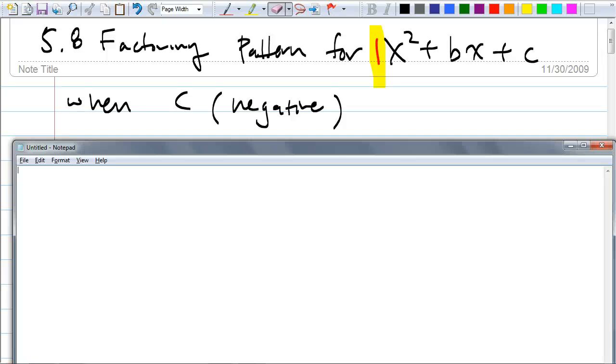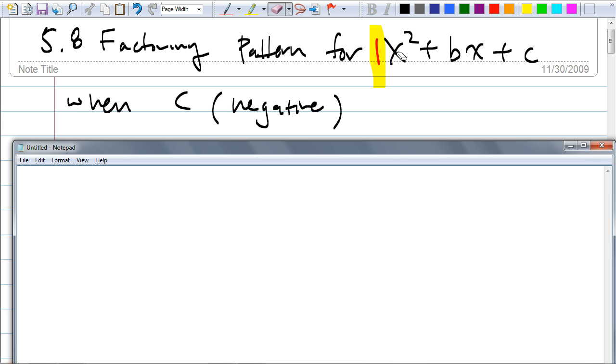So today we're going to talk about factoring patterns. This is kind of the same thing that we did last time, except, anybody see what the difference is? This is very similar to 5.7. But the only thing different, well, we still have 1 for x squared, don't we? Anybody see anything different? C is now negative. Okay, that's the only difference.